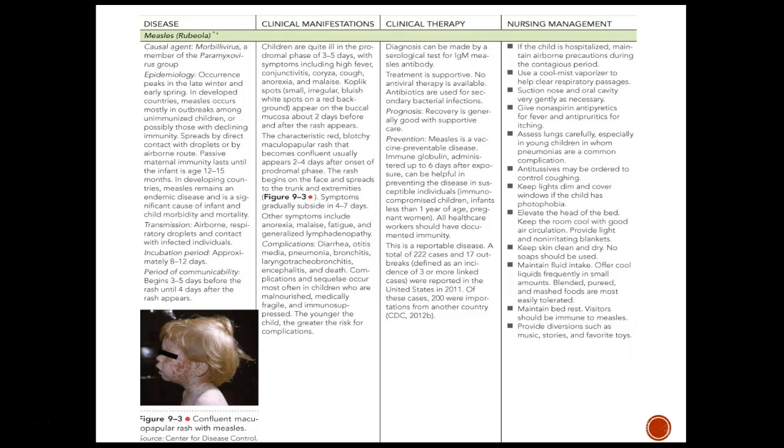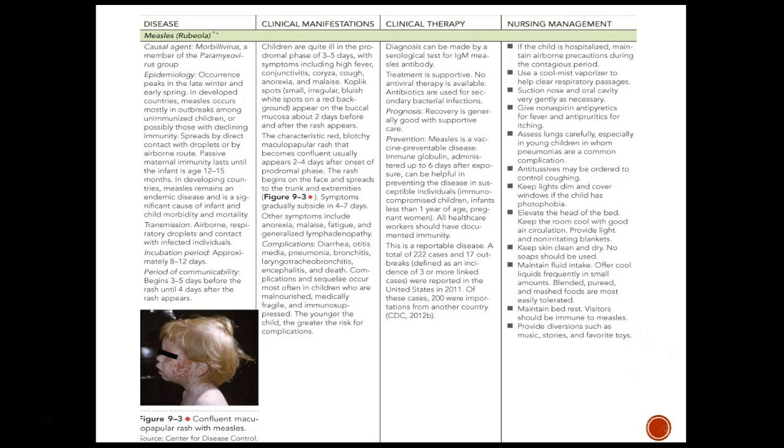And then also there's a characteristic red blotchy maculopapular rash that will appear on the skin. So you can see in this little boy right here the red maculopapular rash he has on his face. That's a typical telltale sign of measles. And that usually appears 2 to 4 days after the onset of the prodromal phase, where they have that high fever and the cough and the anorexia. It begins on the face, and then it spreads to the trunk and the extremities. One of the major complications for measles is encephalitis and possibly death.